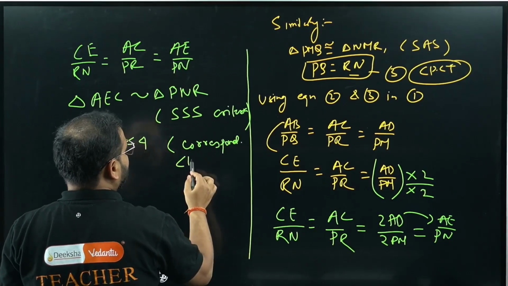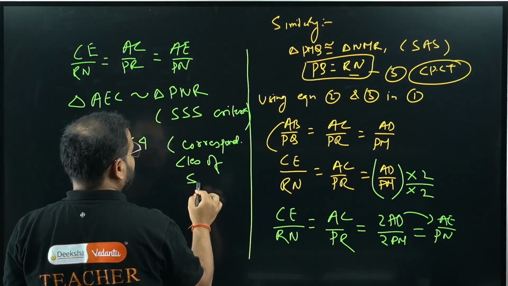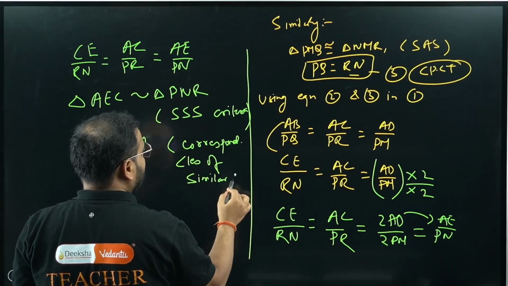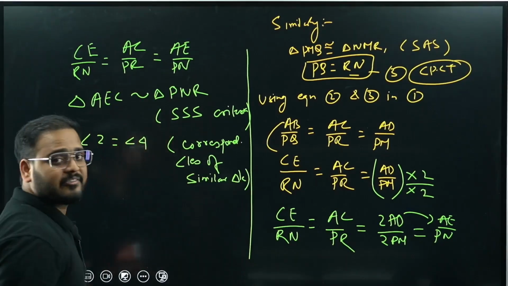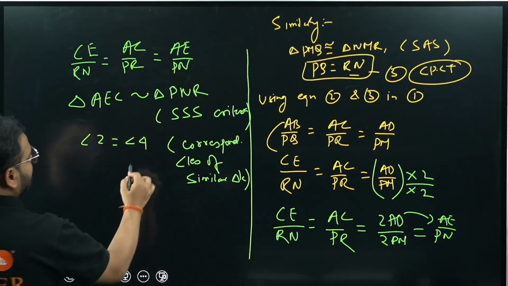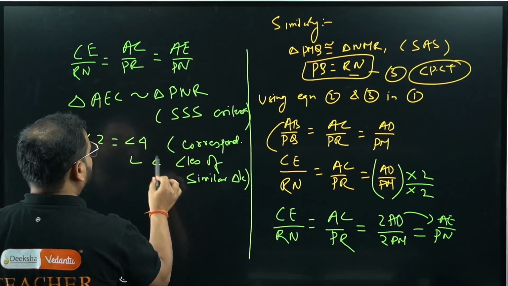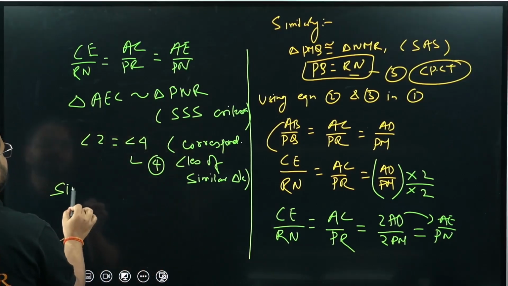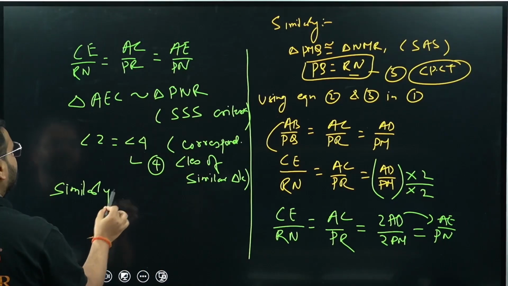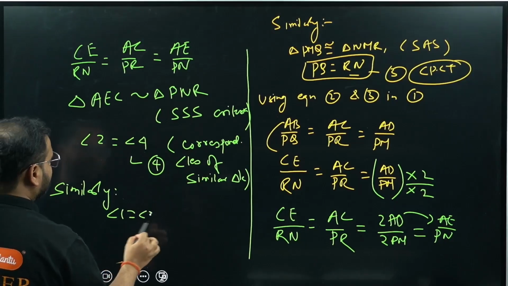Corresponding angles of similar triangles. Okay, when that happens, let's call this equation number 4, since we had up to 3. I can write, similarly, angle 1 equal to angle 3.